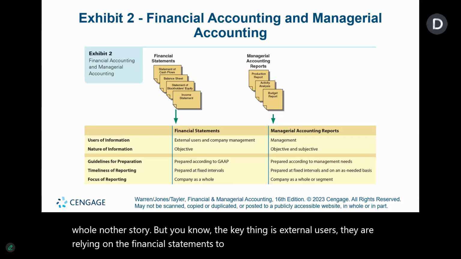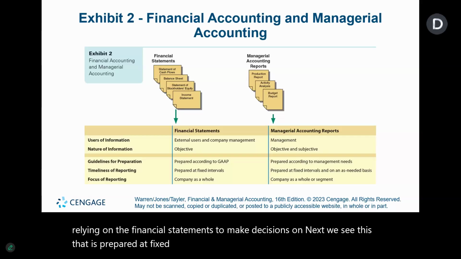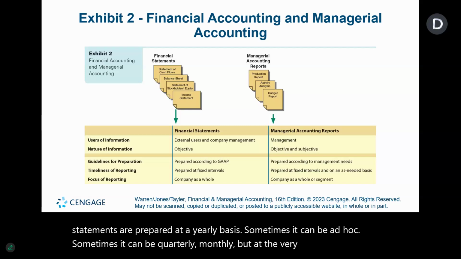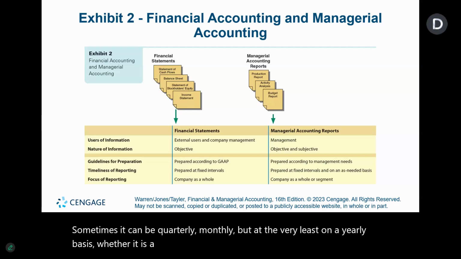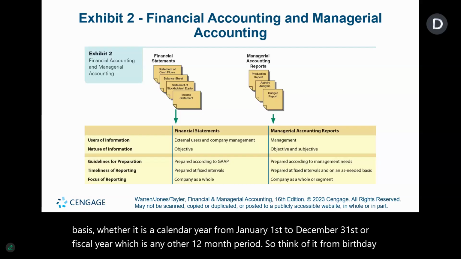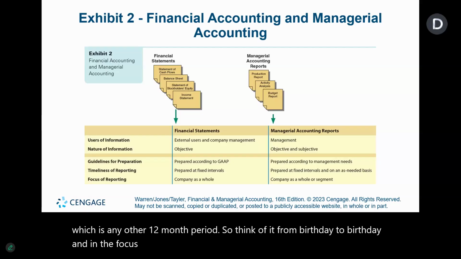Next, we see that it is prepared at fixed intervals at the very least. Financial statements are prepared on a yearly basis. Sometimes it can be ad hoc, sometimes quarterly or monthly, but at the very least yearly, whether it is a calendar year from January 1st to December 31st, or a fiscal year, which is any other 12-month period. Think of it from birthday to birthday. And the focus of reporting is the company as a whole.